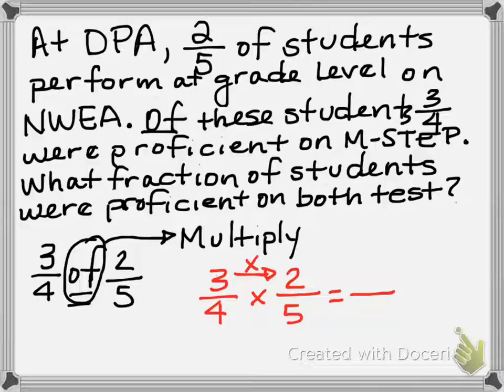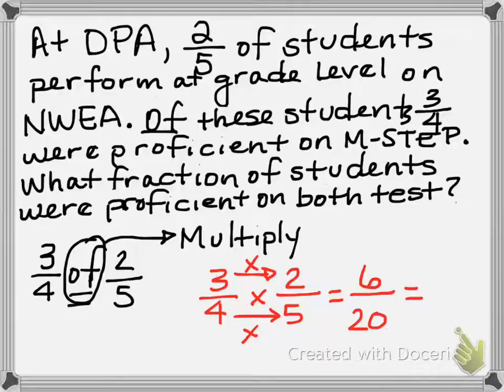So if I multiply across the top, 3 times 2 is 6. 4 times 5 is 20. Now some folks will stop right there, but that is not the final answer because 6 and 20 can be reduced. And here's what it reduces to.